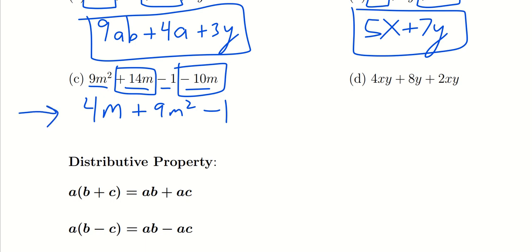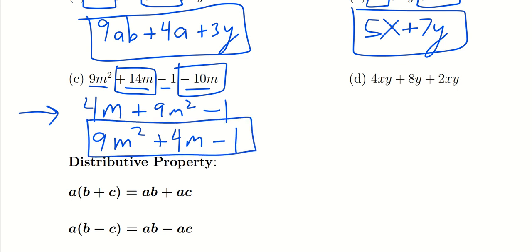While this is the correct answer, you could leave your answer like this. Another convention that we use when writing our answers in algebra is, if you have multiple powers, we always choose to write the highest powers first. So I'm going to write the 9m squared term first, then the 4m to the first power, and again saving the constant term for the very end. So final answer, 9m squared plus 4m minus 1.